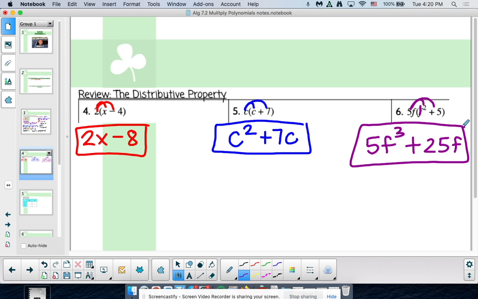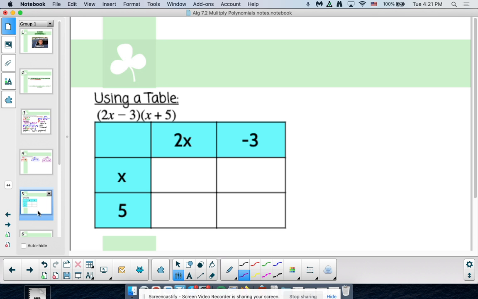Okay, so again, that should look semi-familiar to you. But now we're going to take it to that next level, that new thing that we're going to be working on today, and that's multiplying two binomials. So do you guys see how this is a little different from what we were doing? So here's a binomial, and here's a binomial, and we're going to multiply them together.